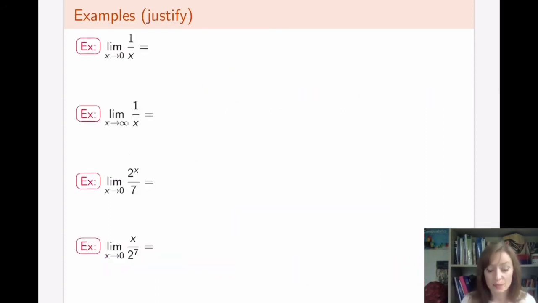Now let's take a look at some limits where we just have to plug things in and be able to justify it. So there's nothing really to simplify, and therefore we're going to have to apply some other kinds of justifications to them. Let's take a look at this first one. So as x goes to 0, I'm interested in the fraction 1 over x. What happens here if I plug it in? I'm going to get 1 over 0. And again, that's not something that I can compute, so I'm going to put it in square brackets.